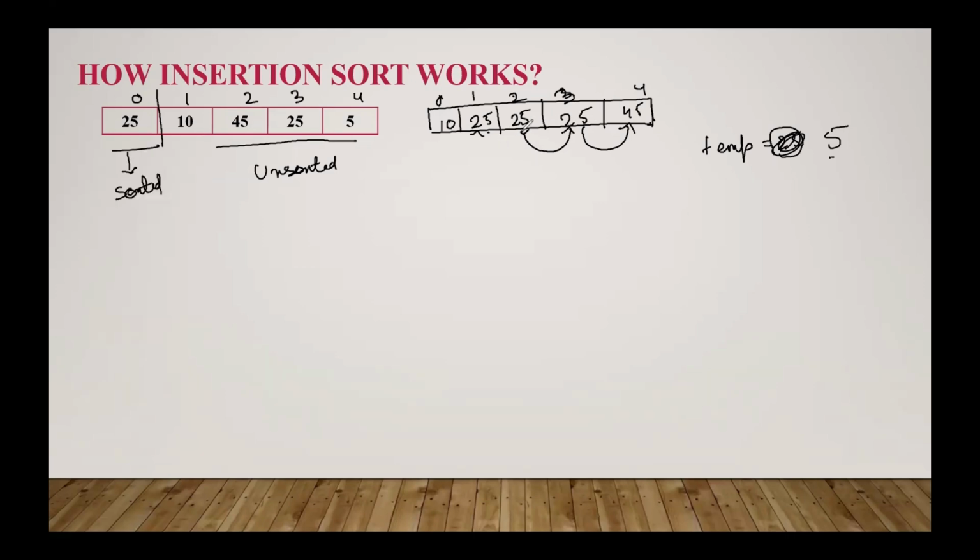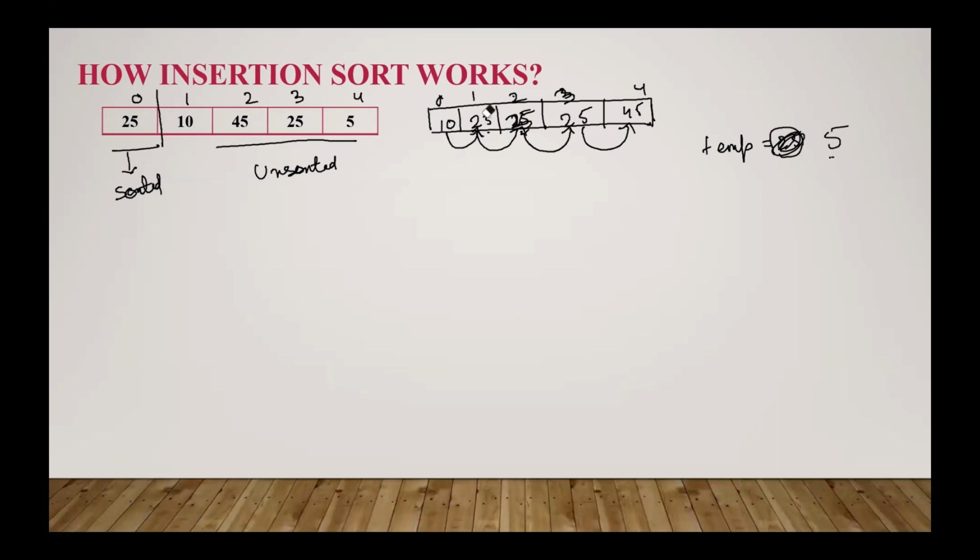Again we have to move to the previous element, which is 25. We check whether 25 is greater than 5. Yes, it is true, so again we have to shift this value. Once we shift, 25 is shifted to this location. Now we go to the previous value, 10. Is 10 greater than 5? Yes, it is true, so we have to shift this value again.